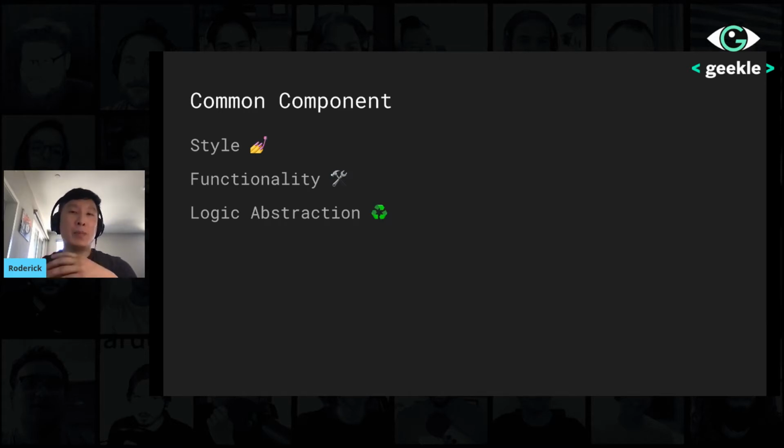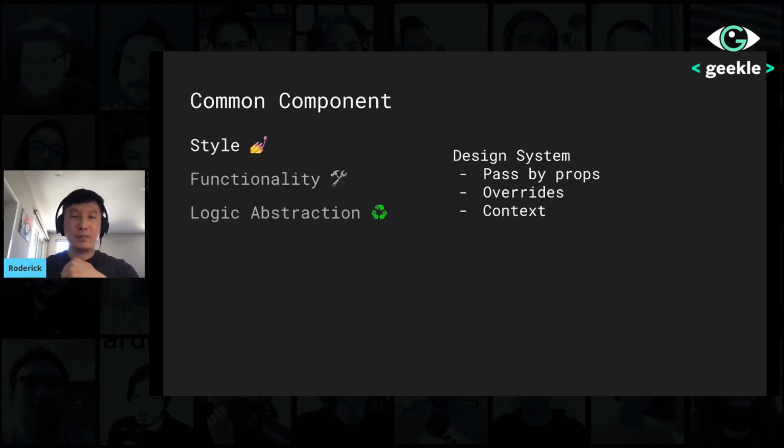The common components, by purpose, we can probably divide into three categories. I would say style, functionality, and logic abstractions. Note that those are not mutually exclusive. Some components actually serve multiple purposes, which is totally normal. The first we talk about is the style component.